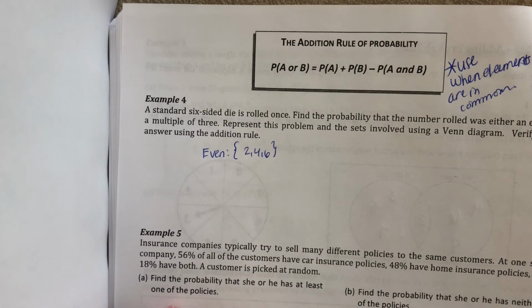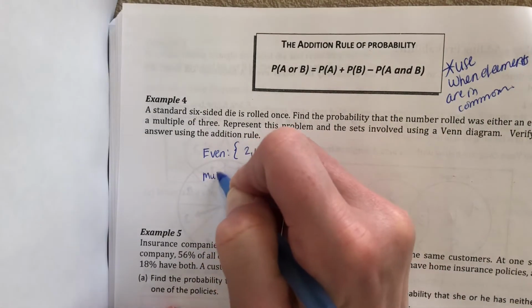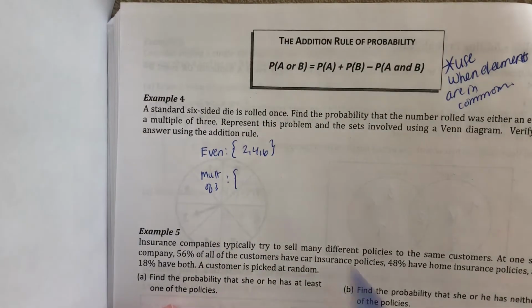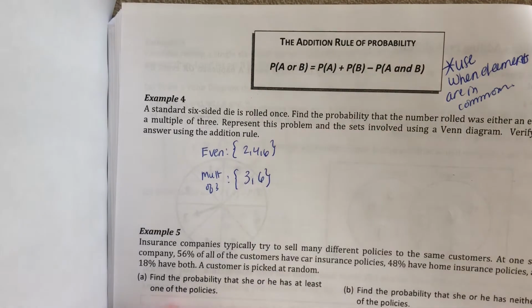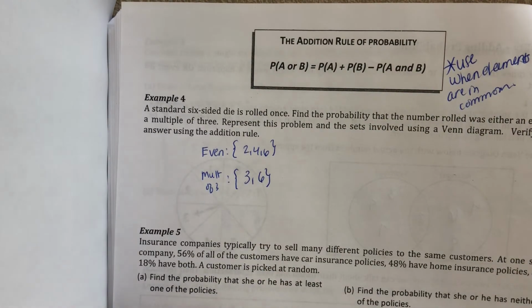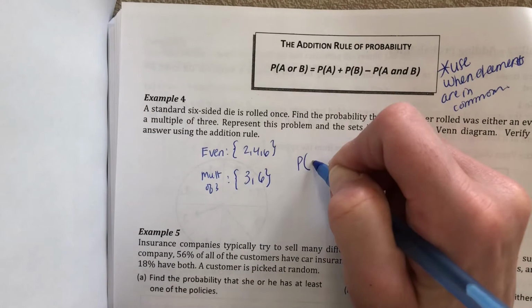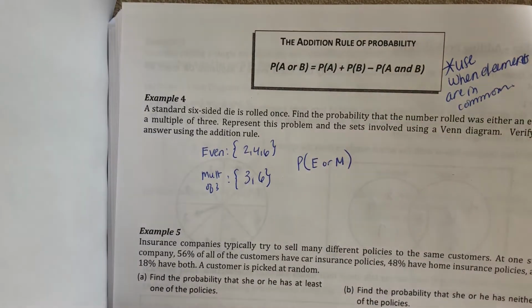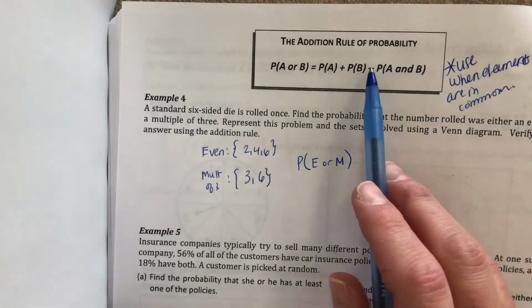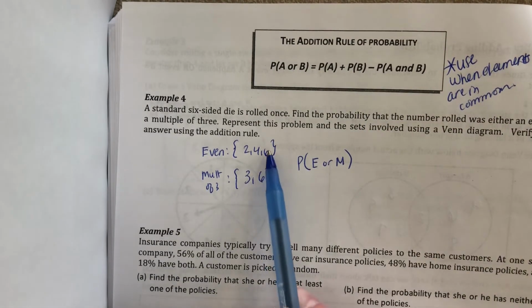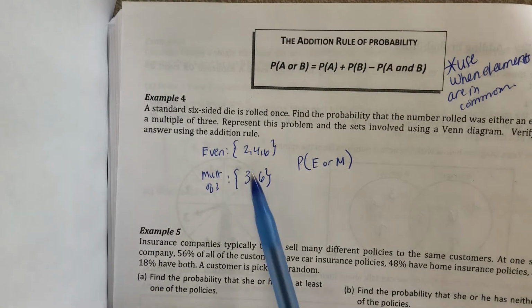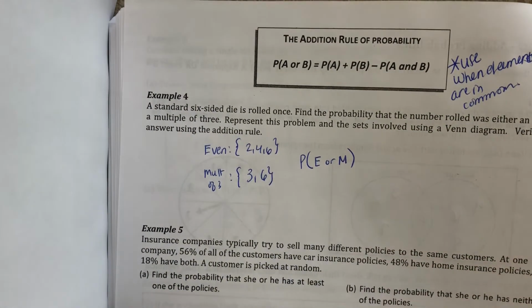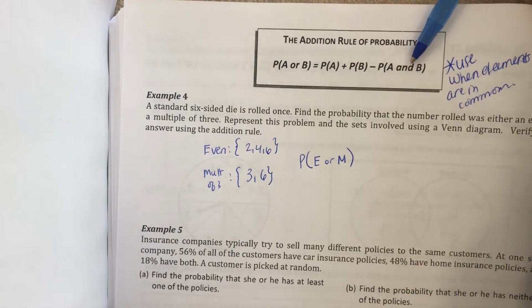The next one was a multiple of 3. The numbers that are multiples of 3 are 3 and 6. So if I wanted to find the probability of getting an even, or I'm going to use M for multiple of 3, I'd have to use this formula because there's an element in common. If there's one element, 2 elements, anything that's in common between 2 sets that you're looking at, you need to subtract out what's in common.